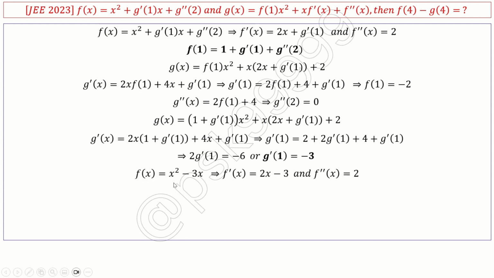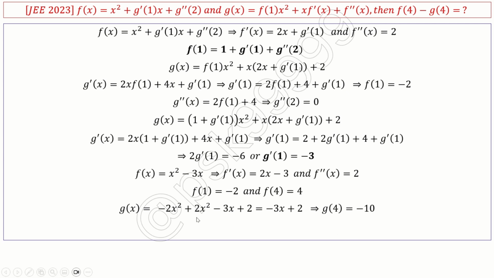Now f of x is nothing but x square, g dash 1 is minus 3, so minus 3x, and g double dash 2 is 0. So f dash x is 2x minus 3, f double dash x is 2. Now f of 1 is minus 2 and f of 4 is 4. Now I need g of 4. So g of x is nothing but minus 2x square plus 2x square minus 3x plus 2, which is nothing but minus 3x plus 2. So g of 4 is minus 10. So f of 4 minus g of 4 is nothing but 14. That is the answer.